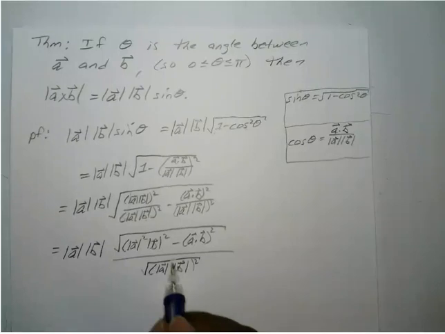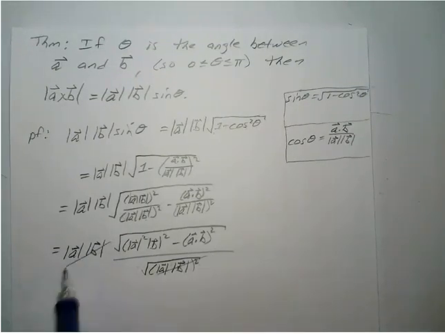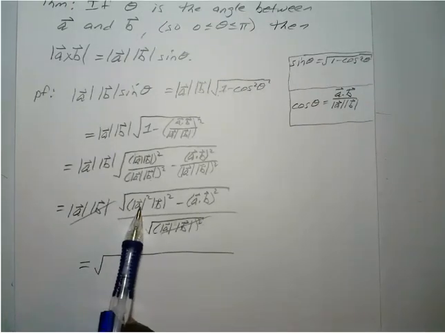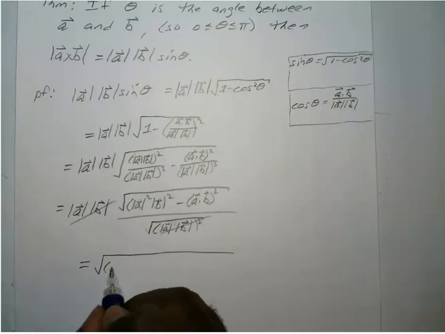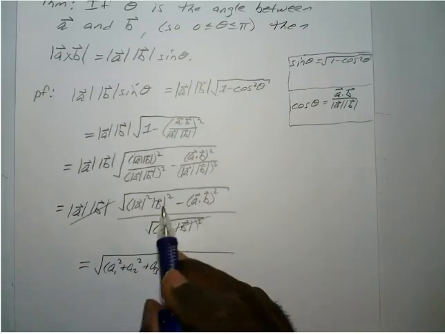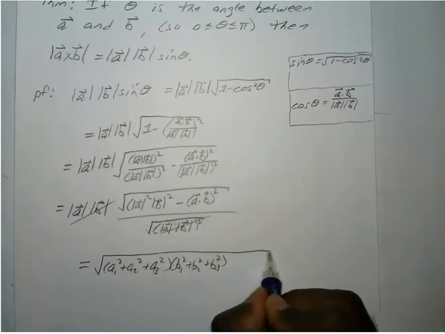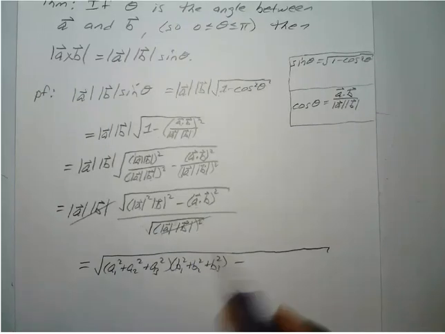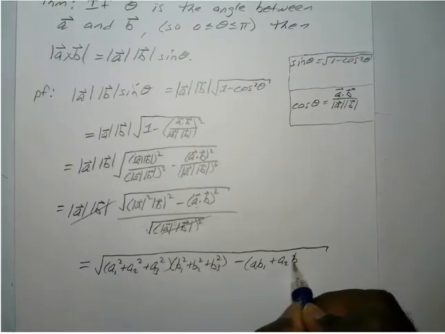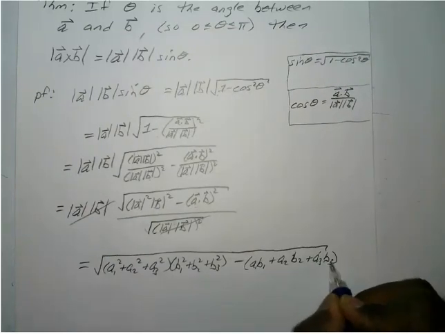Okay, so we can see here that the square and the square root actually cancel each other out. So we have the magnitude of A times magnitude of B over magnitude of A times magnitude of B. So those two cancel out. Okay, so we are left with the magnitude of A squared, which is the first component squared plus the second component squared plus the third component squared, times the magnitude of B squared, so the first component squared, second component squared, plus third component squared, minus the dot product of the A and B vector squared. So that leaves you with first component of A times first component of B, second of A, second of B, third of A, third of B squared.